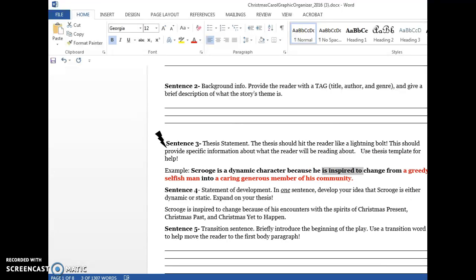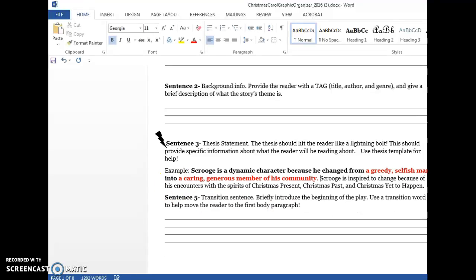And I'm going to get rid of inspired too because I don't like that repetition. So I'm going to change that to Scrooge is a dynamic character because he changed from a greedy, selfish man into a caring, generous member of his community. No, I think I might just leave it at that.